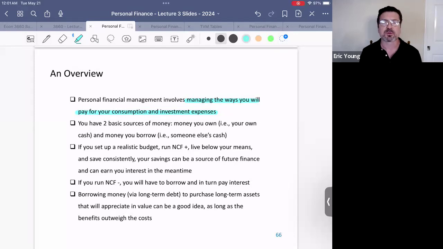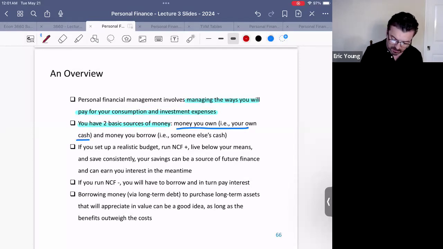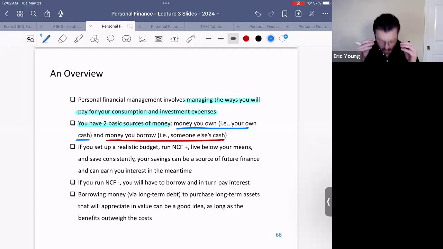And when you think about it, there's really only 2 sources that you can tap into to achieve those. So you basically have 2 sources of money. You have money that you own, in other words, your own cash, or money that you borrow, someone else's cash. So when it comes to your decisions on how you're going to pay for your day-to-day expenditures and how you're going to fund your investments, and we're using investments here broadly, it could be everything from buying a car, buying a house, buying other assets, everything in between. You can either source it from money that you yourself own, that's your cash, or you can source it from money that you borrow, which is someone else's cash.